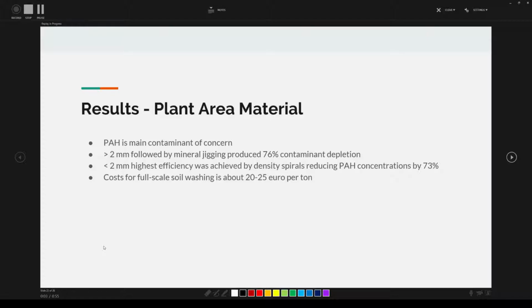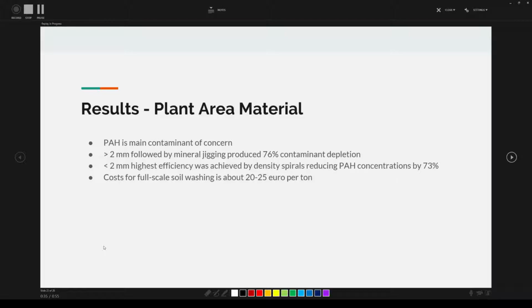And lastly, we will talk about the results of the plant area material. So, for the plant area, PAH was the main contaminant of concern. The particles greater than 2 millimeters, followed by mineral jigging, produced 76% total contaminant depletion. The sand size particles had the highest efficiency, achieved by density spirals, which reduced the PAH concentrations by 73%.